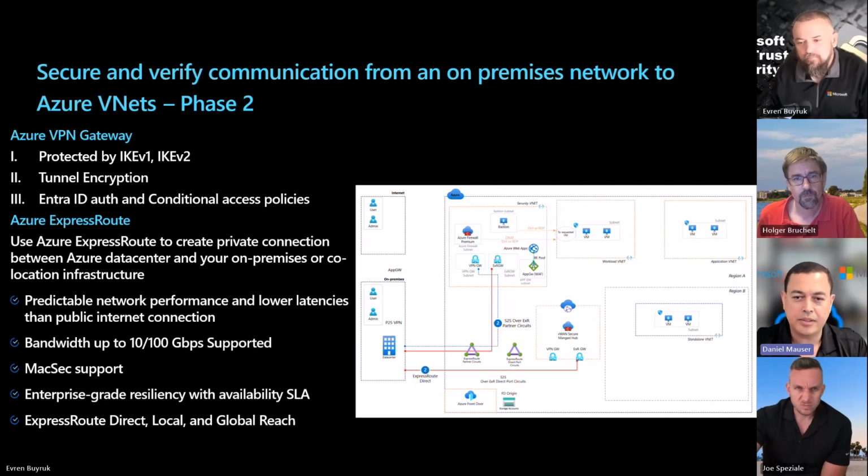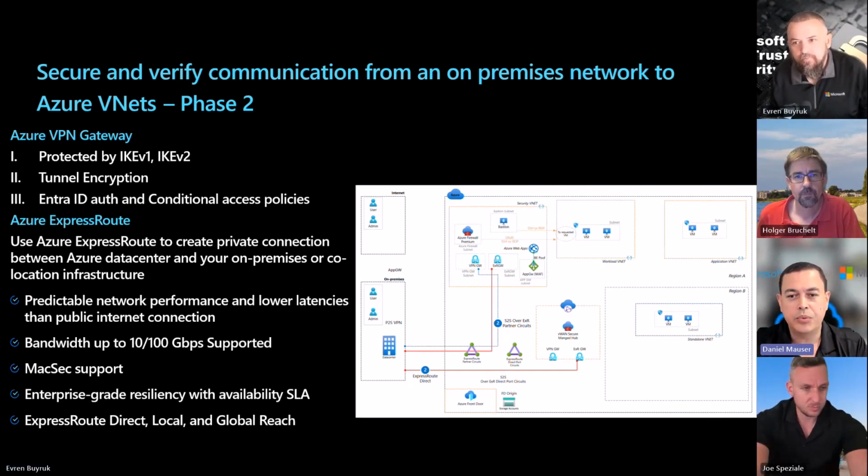MACsec, because ExpressRoute Direct offers a minimum of 10 gig. Yeah. And we have the 100 gigabit option that you can add.